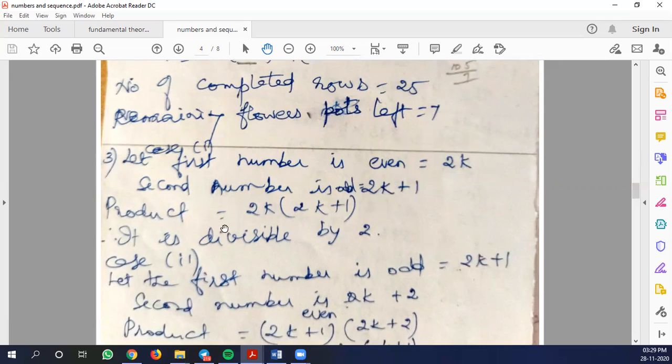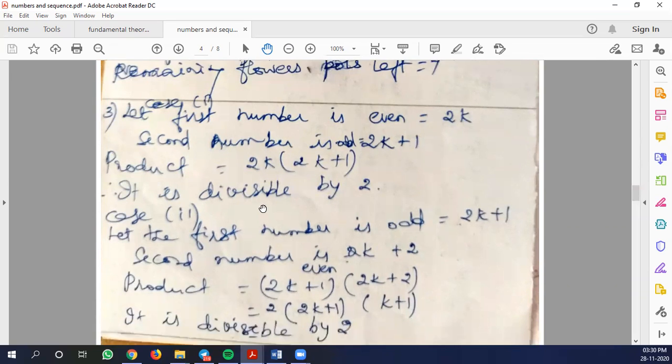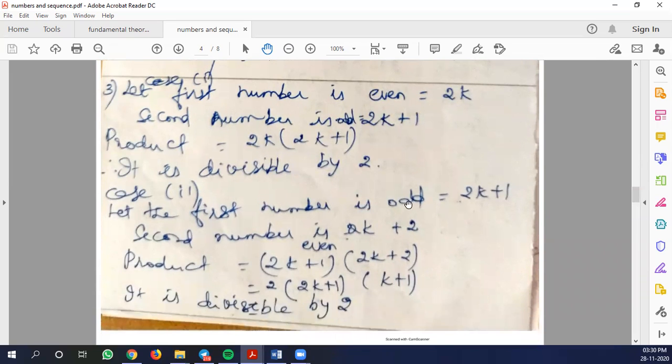Now we have to find the product. So 2k into 2k plus 1. Here, since this number has a factor 2, it is obviously divisible by 2. Since you have 2 outside, it will be divisible by 2. Second case, the first number is odd. Even means 2k, odd means 2k plus 1.